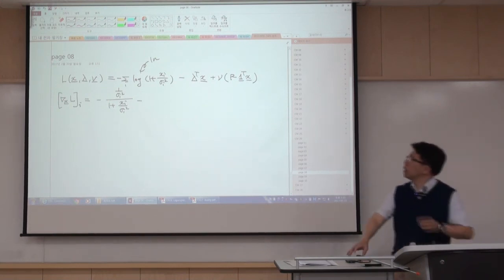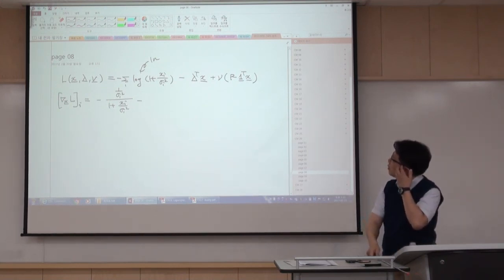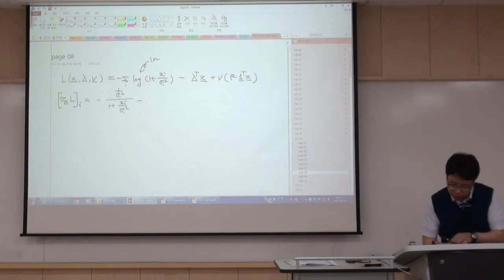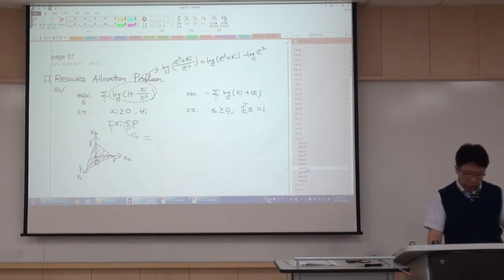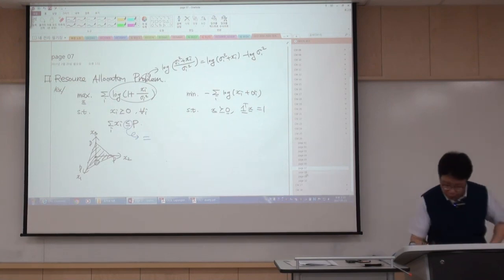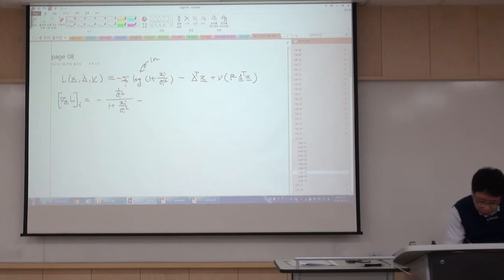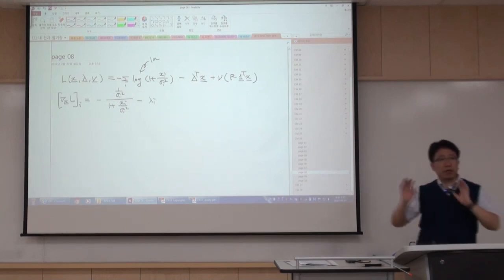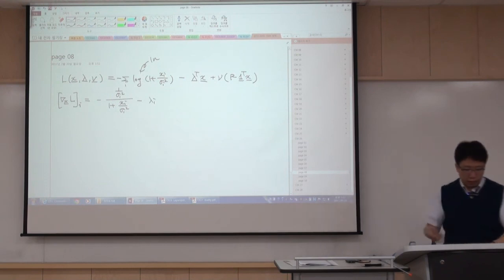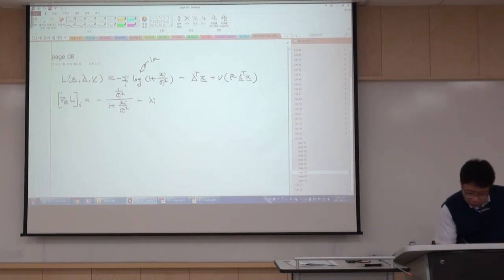am I correct? We should have plus, right? Let me see. Lambda i is positive, xi is positive. Sorry, okay. So negative is correct. So this becomes lambda i, right? Because we have a summation of lambda i and xi's, and if we differentiate with respect to xi, we have lambda i. And here we have nu. Am I right?